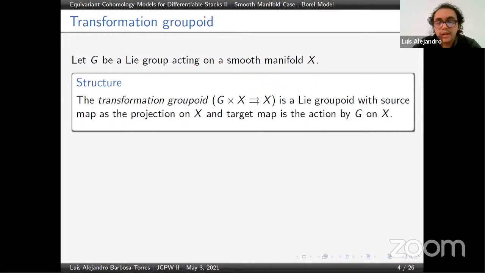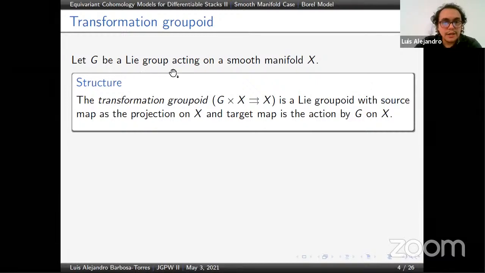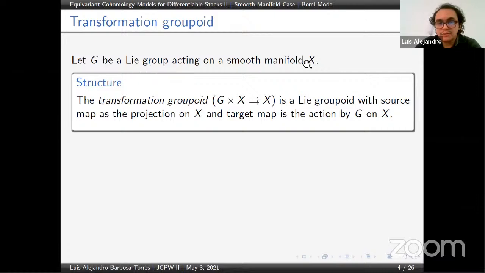There are several models to do it, but we are going to focus on one related to the transformation groupoid. The transformation groupoid exists when you have a Lie group G acting on a smooth manifold X, and you consider the arrows in that Lie groupoid just like this, and the points just as the manifold, where the source and the target maps are the projection and the action on it.